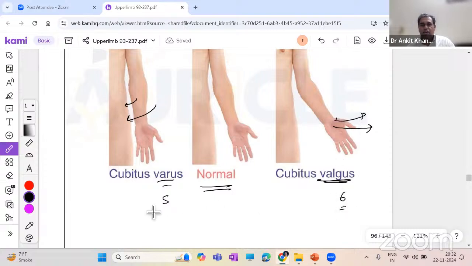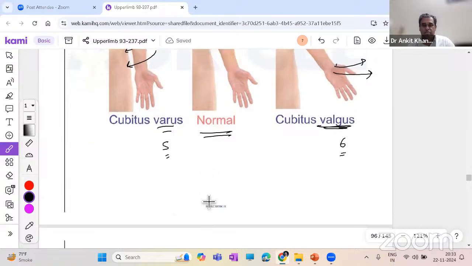So I remember it by this simple trick from the first year. But this same varus valgus you will again encounter when you study the knee joint. In that case, it will become genu varum, genu valgum. Genu over here refers to the knee. Here cubitus refers to the area of the elbow.